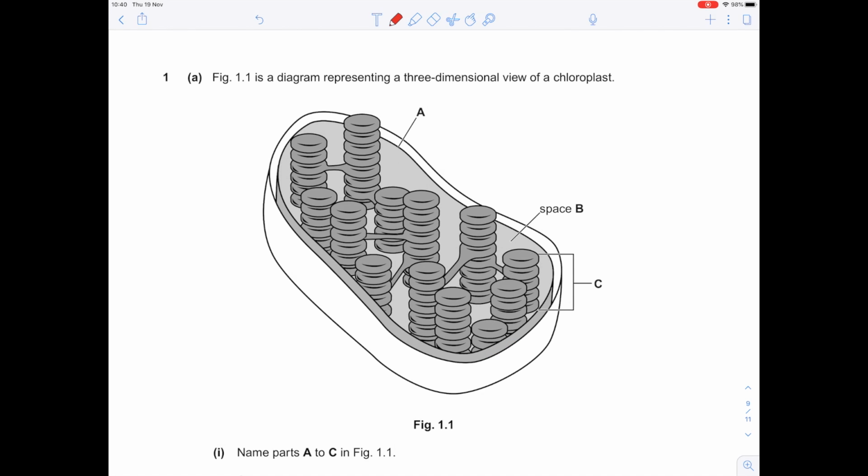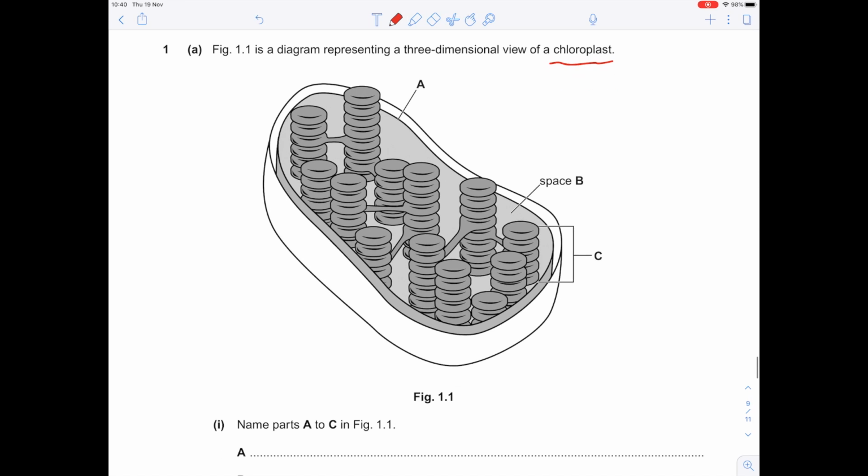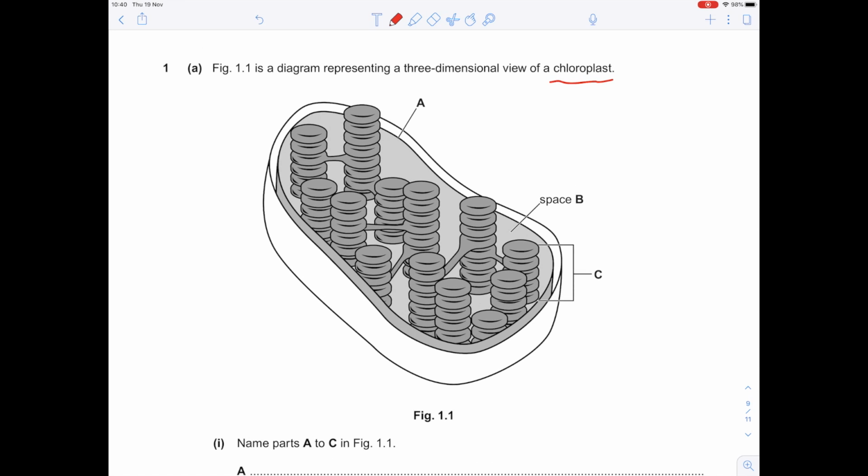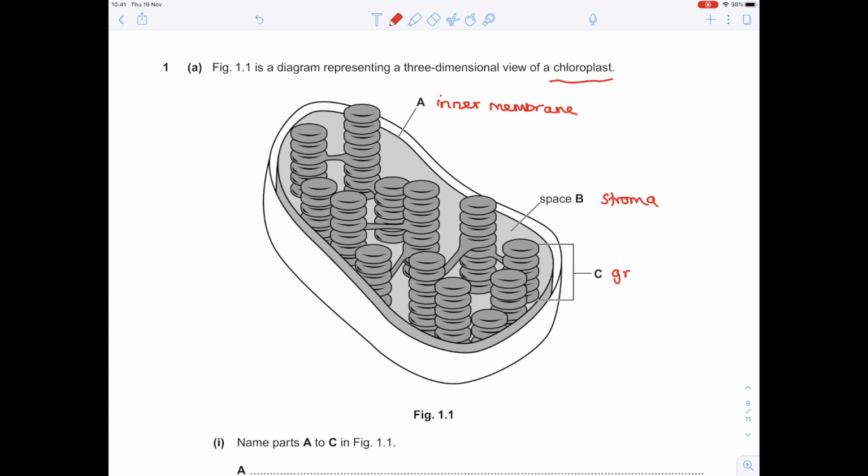1A. Figure 1.1 is a diagram representing a 3-dimensional view of a chloroplast. Name parts A to C in figure 1.1. Remember that a chloroplast has a double membrane, so A is pointing at the inner membrane. B is a space. It lies between these stacks of thylakoids, and remember that space is known as the stroma. And then C, we can see a stack of thylakoid membranes. They want that collective noun, which remember is the granum.